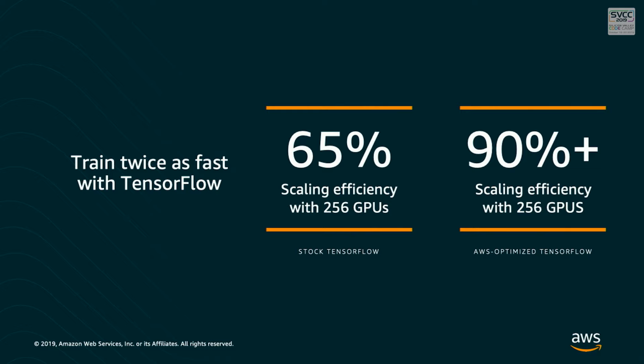Now, the stock TensorFlow that you get from Docker Hub, we did testing with that, and we only achieved 60% scaling efficiency with 256 GPUs. That's a pretty huge scale in terms of the testing. But we have an AWS-optimized TensorFlow that we are planning to contribute back upstream, and with that we were able to achieve 90% scaling efficiency. That is already bundled as part of the deep learning containers, and it is exactly the same TensorFlow that we use within SageMaker as well.